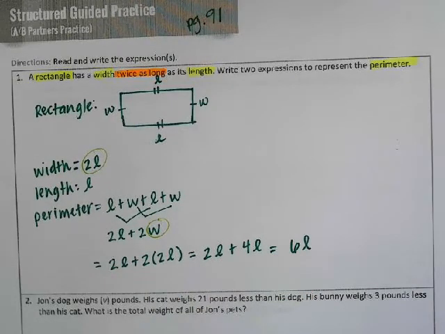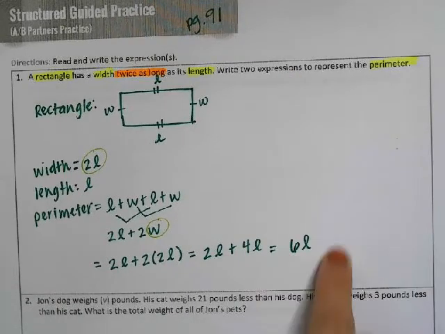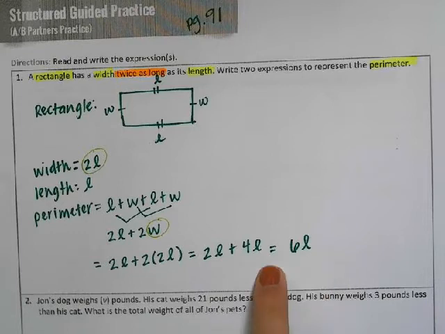Now remember, all we wanted was just an expression. So we don't need an answer. This is an expression. This is 2 times L, or just 6L is our expression.